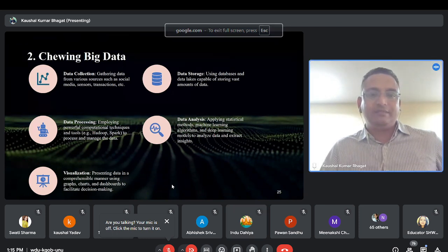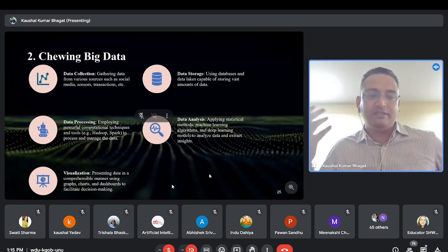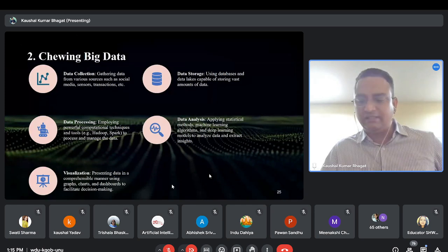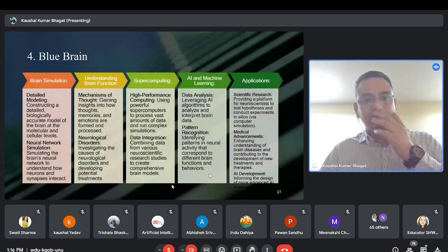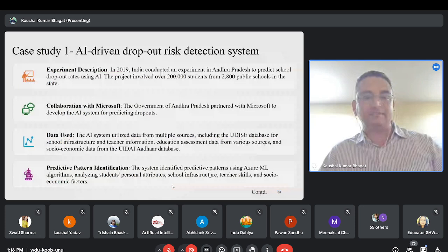There is also big data, where a lot of data is being collected: media, sensors, transactions. I think I would go for the next part. That will be more, because the time is very limited.